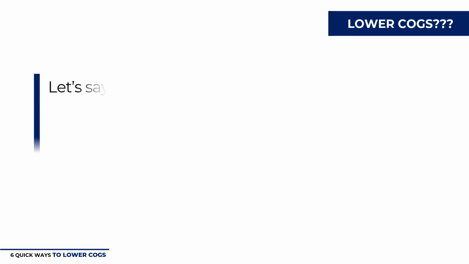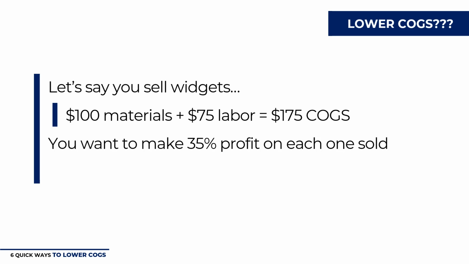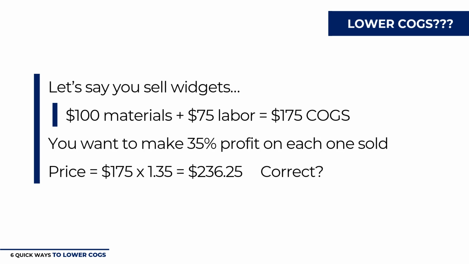We used this example in a previous session. Let's say you sell widgets, and to build each widget costs you $100 in materials plus $75 in labor. So your cost of goods sold equals $175 per widget. You decide you want to make 35% profit on each widget you sell. So you multiply your $175 cost times 1.35, which equals a price of $236.25. Now this is how most business owners set their product or service pricing.